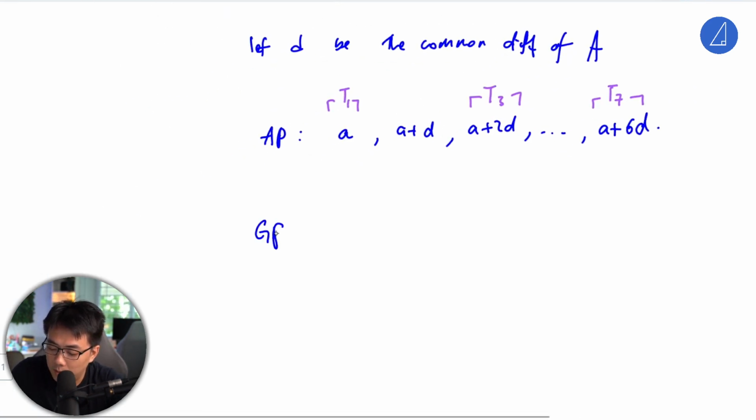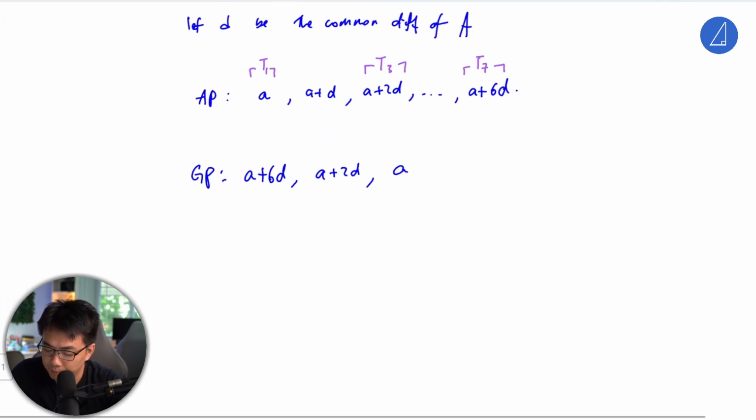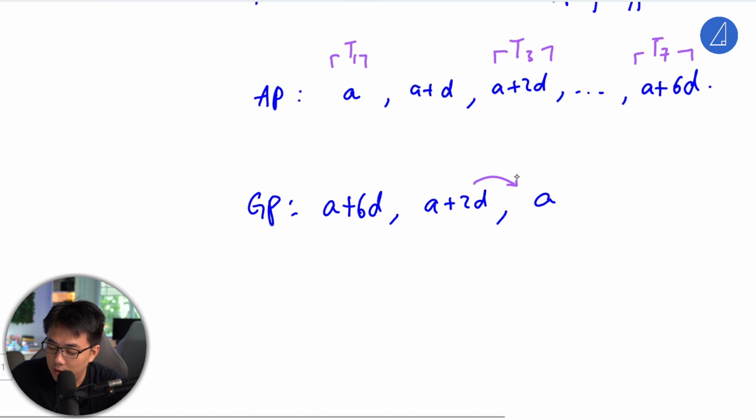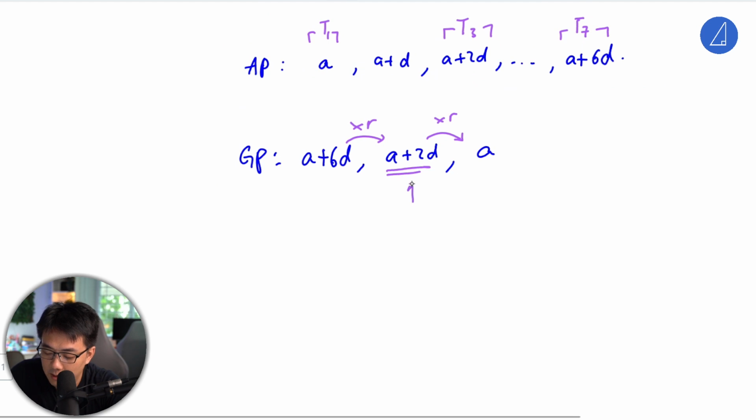Now we were told that these will be consecutive terms of a GP, so meaning taking the last one here and here, but in reverse order. So I'm going to write this out as a plus 6d, comma, a plus 2d, and then the first term, which is a. Now we know that over here is multiplied by r, over here is multiplied by r, right? In other words, this guy here is a divided by r, because you just divide by r. Then here, over here, divided by r also. So this case will be a plus 2d divided by r squared.